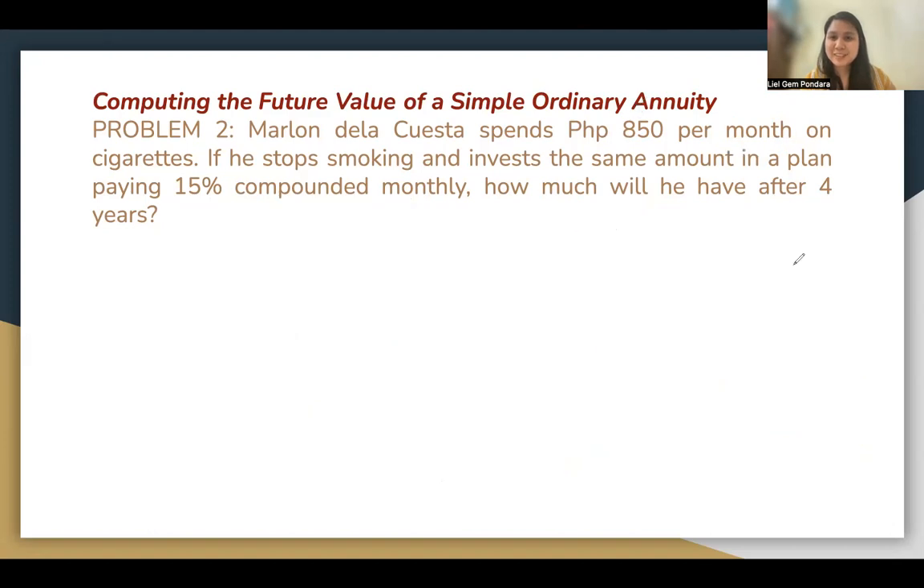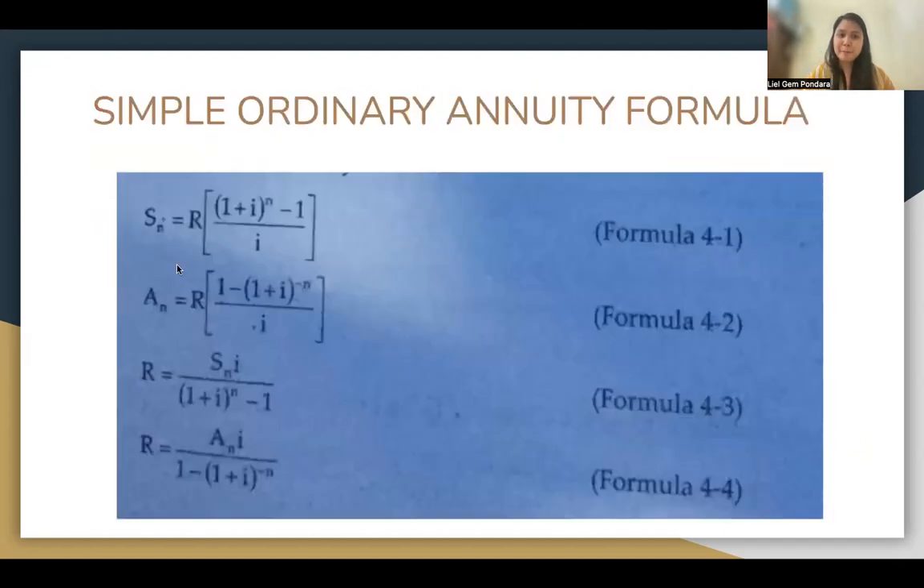Now, let us go to the next type of problem. In the next type of problem, we'll be talking about the second formula. Remember, what is A sub N? Again, what is A sub N? Present value. It's the present value. It's asking you how much should you invest today.